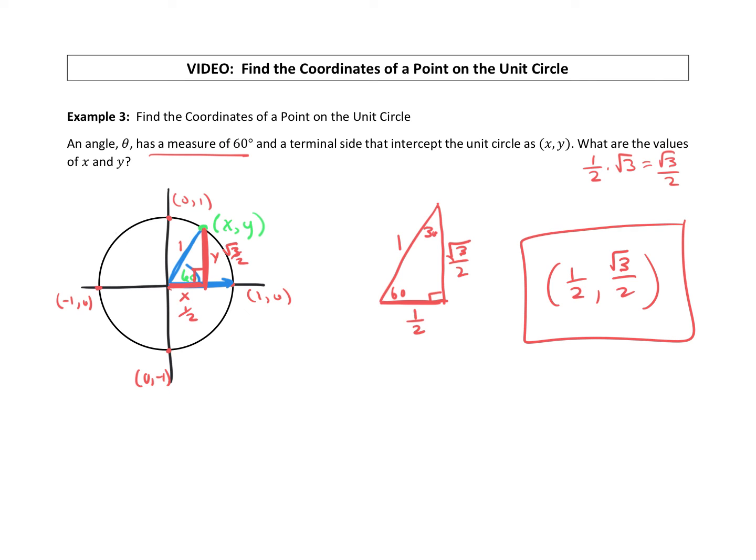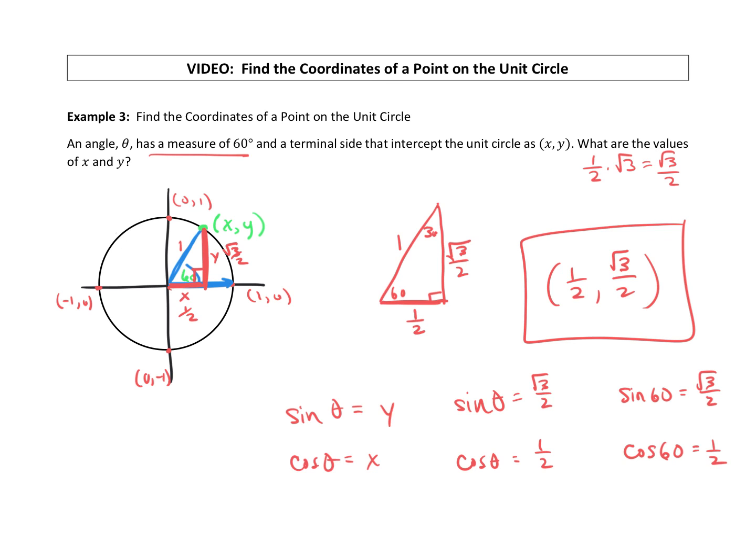Just to tie it together with the trig we've been doing, in the last video we said that sine of theta is equal to y and cosine of theta is equal to x. According to the work we just did, that means sine of theta is equal to the y coordinate, which is root 3 over 2, and cosine of theta is equal to the x coordinate, which is 1/2. And we know the angle theta, so we could say sine of 60 degrees is equal to root 3 over 2. Cosine of 60 degrees is equal to 1/2. So we're just tying it all together.